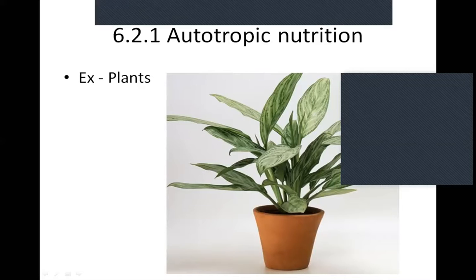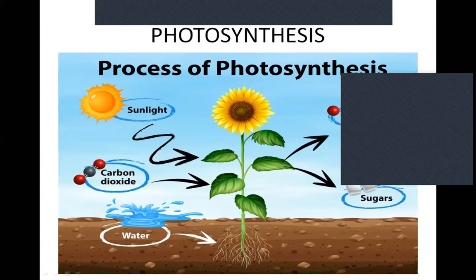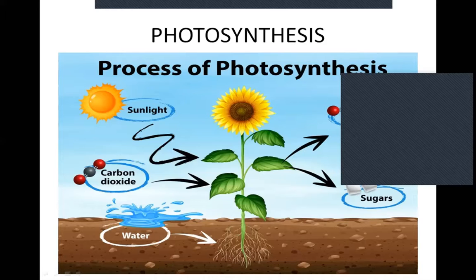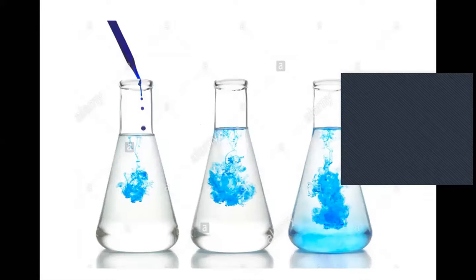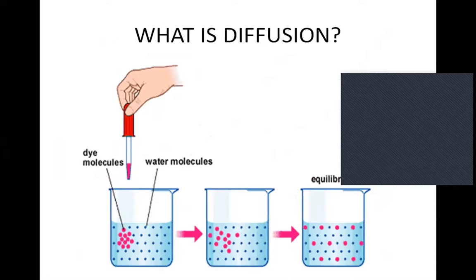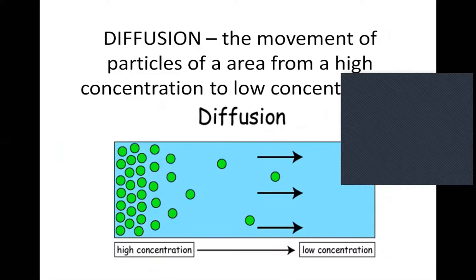Okay. So if we move forward with autotrophic nutrition, we will see the process of making food. Kannada language. Huh? What happened? Anyone? Okay. Anyone is in doubt? See, this is diffusion, mixing throughout. Okay.